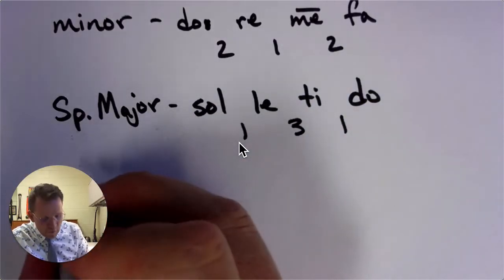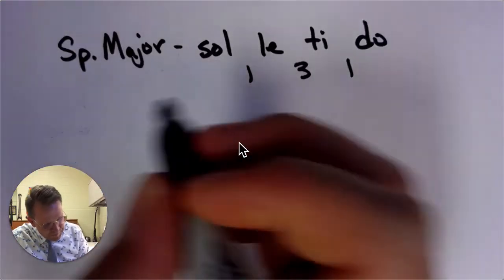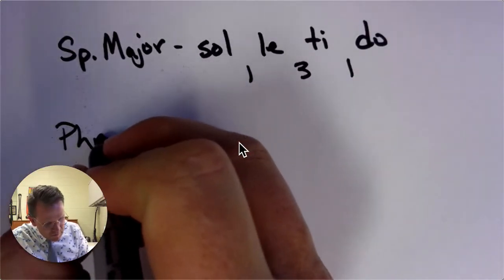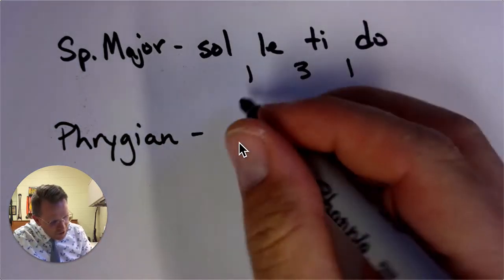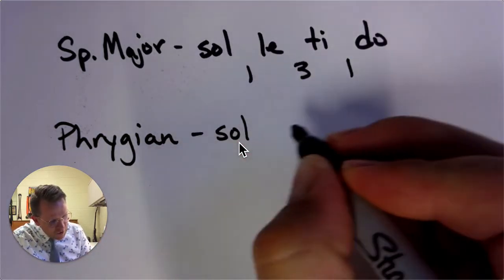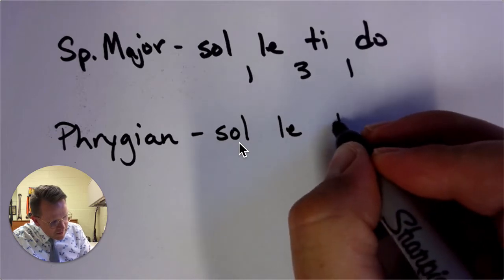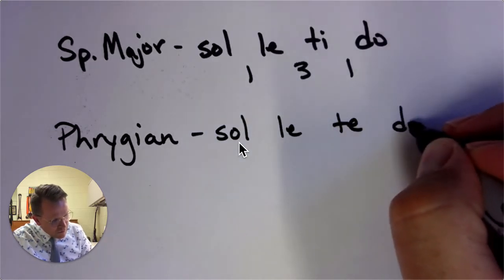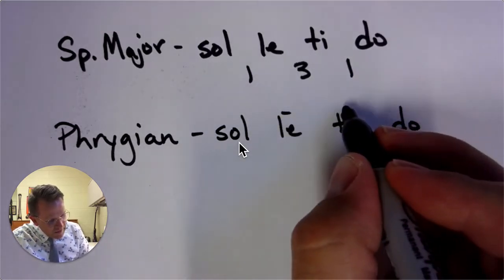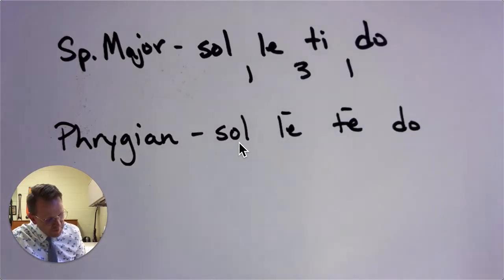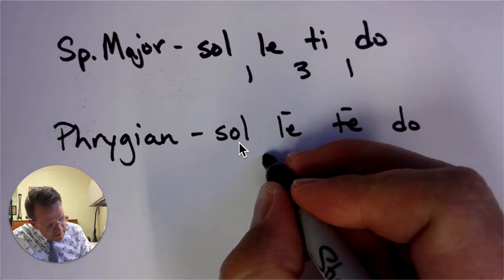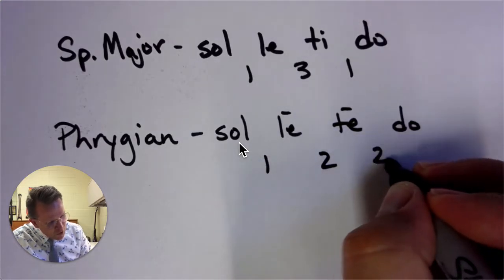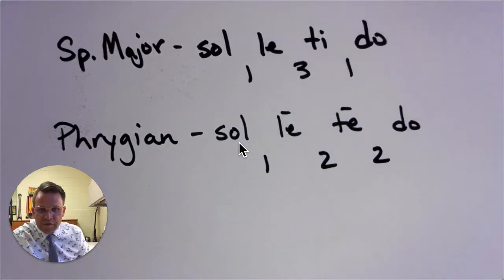And then our final one is, of course, Phrygian. And Phrygian, remember, was sol, la, te, do. And so la and te have both been lowered. And the pull is down to sol in this case. We have a relationship of 1, 2, and 2 with the semitones.